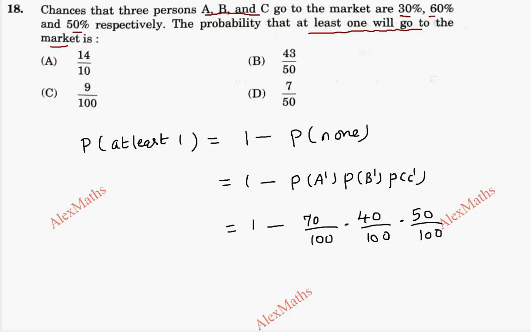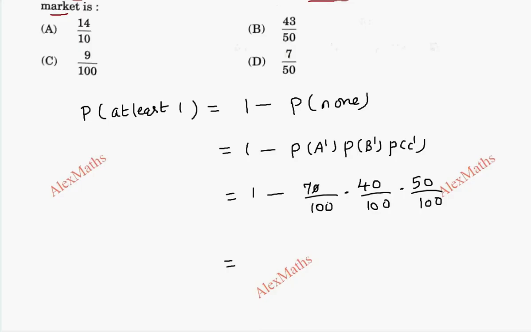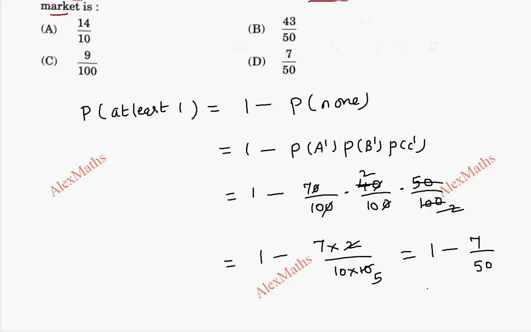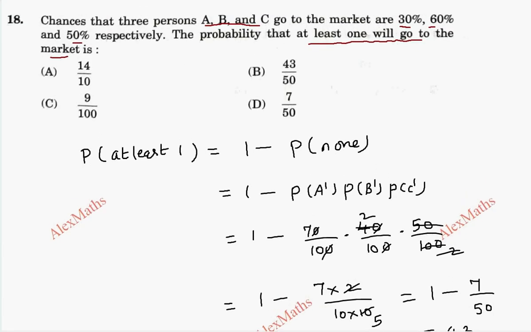Now we are going to simplify this. Actually we can reduce the zeros, and this is actually 1 by 2, and even this we can cancel, this will become 2. So totally 1 minus, we have 7 into 2 by 10 into 10. Even we can cancel this 5 times. So this is 1 minus 7 by 50. By taking LCM, we get 50 minus 7, which is 43 by 50, and which is present in option B.